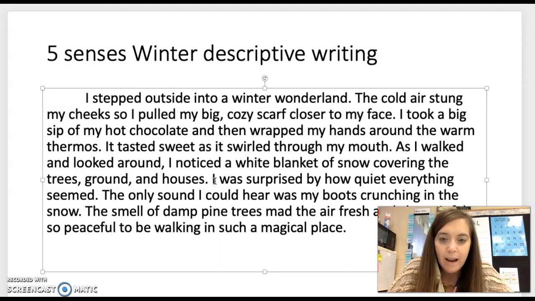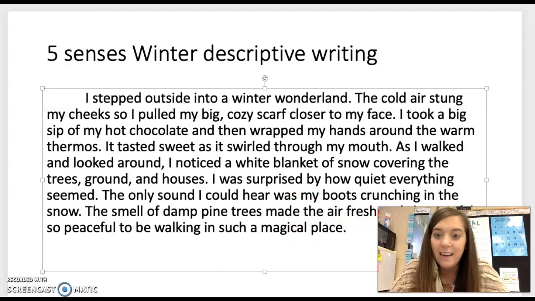The smell of damp pine trees made the air fresh and clean. Oh, I need to fix that. I made a spelling mistake. I'm glad I'm looking at this. Made the air fresh and clean. It felt so peaceful to be walking in such a magical place. I love it. I think that I'm ready to submit it.